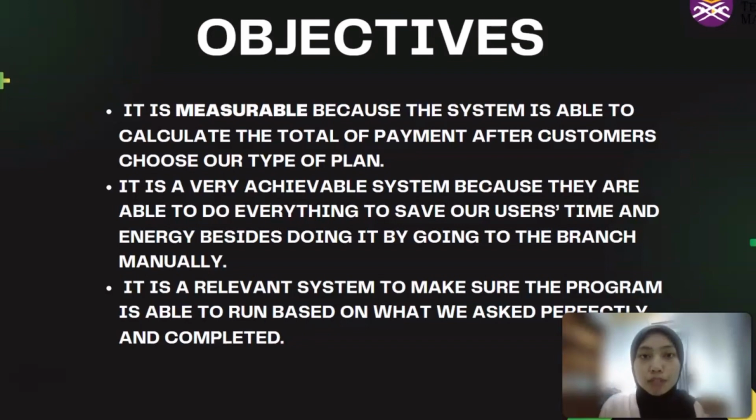So I will present my part, the objective. We have 5 main ones, but we chose 3. The first one is measurable, because the system is able to calculate the total payment after the customer chooses our type of plan. Second, it is a very achievable system because users are able to do everything to save their time and energy, besides doing it by going to the branch manually. And the last one, it is a relevant system to make sure the program is able to run based on what we ask, perfectly and completely.